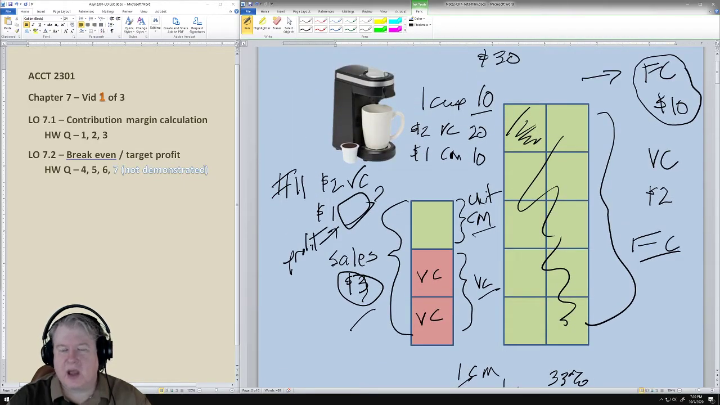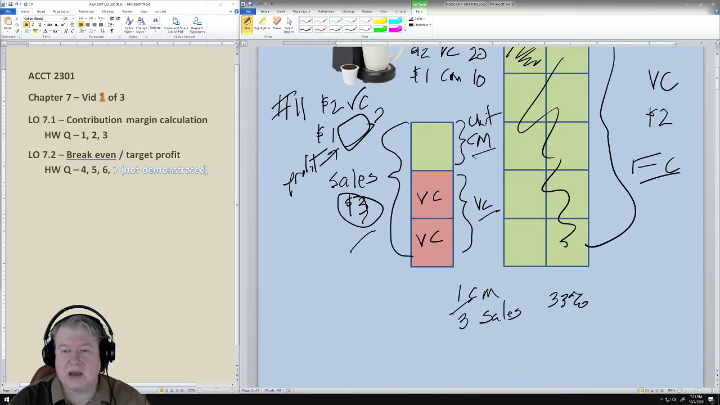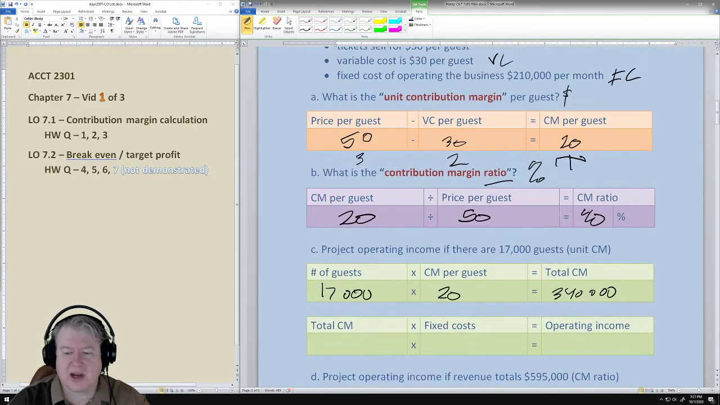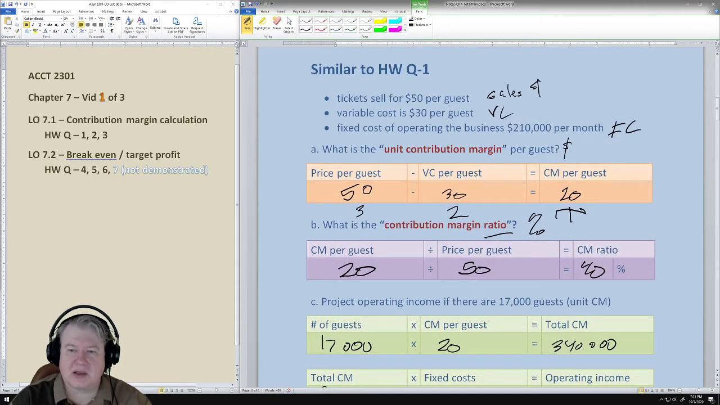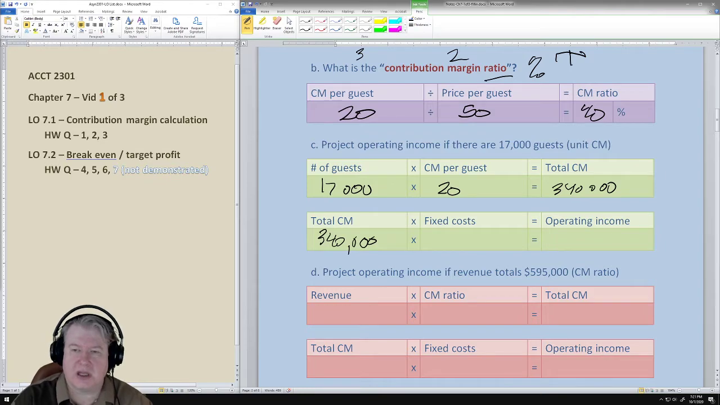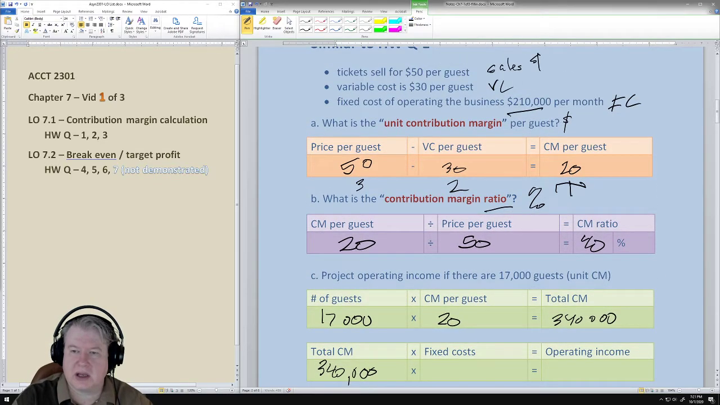It's the same thing that we figured out up here. I said, if I had 10 cups of coffee and the contribution margin was $1 per cup, 10 times 1 is 10. Well, that just covered our fixed costs, right? And that's essentially what we're trying to figure out here. We're saying, okay, if we got a total of 340,000, did that cover our fixed costs? Well, what were our fixed costs here? Fixed costs were 210, right up here, 210.